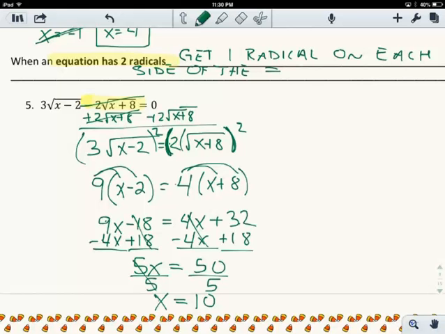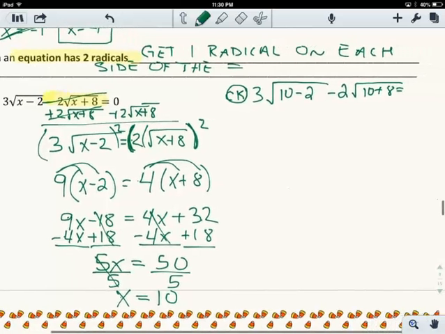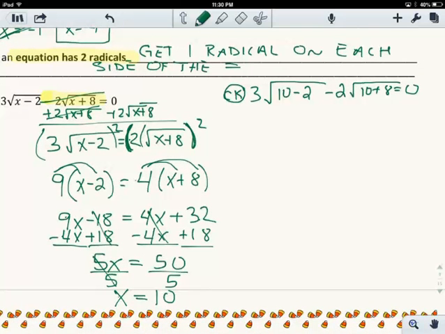Again, we need to go back and check that in the original, though, not in that crazy thing that we did here. So we're going to have 3 times the square root of 10 minus 2 minus 2 times the square root of 10 plus 8. And we want to know, does that equal 0? So we have 3 times the square root of 10 minus 2, which is 8, minus 2 times the square root of 10 plus 8, which is 18. We want to know, does that equal 0?